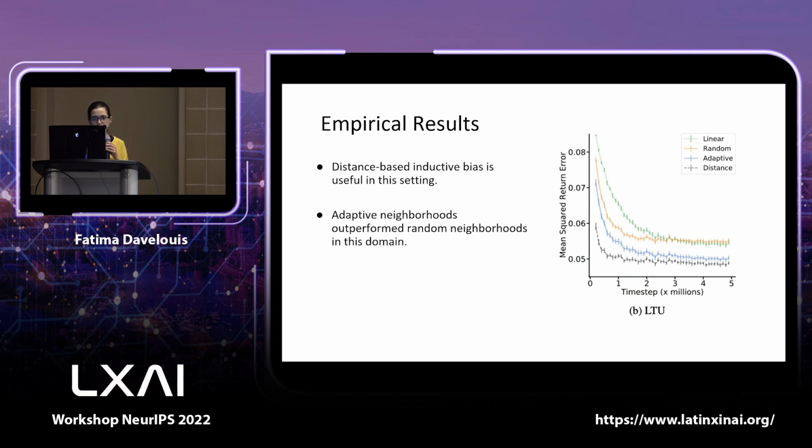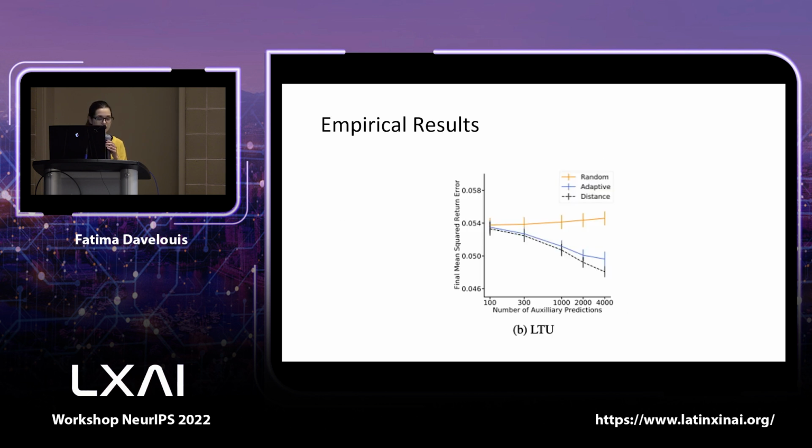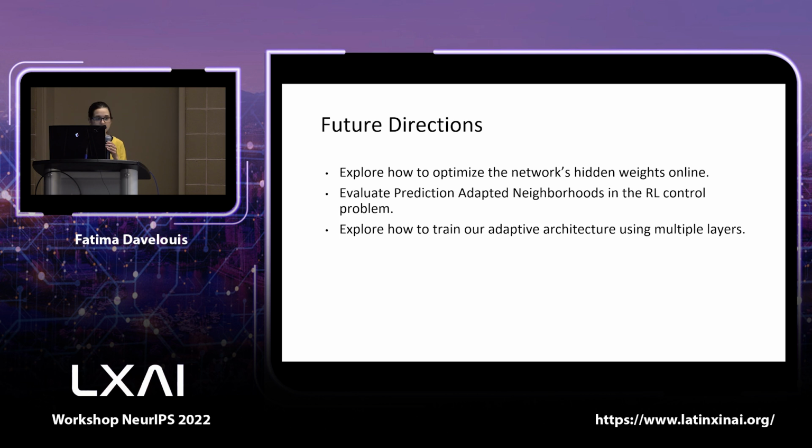So we show that the distance-based inductive bias is useful in this setting. Adaptive neighborhoods outperform random neighborhoods in this domain, and an adaptive architecture approaches the performance of a handcrafted architecture. And although this plot is for an LTU nonlinearity, the trend also holds for other activation types like ReLUs and majority filters. And we also show that the more auxiliary predictions we use, so the more neighborhoods, the lower the final prediction error of adaptive neighborhoods, shown here in blue. And this trend also holds across other filters.